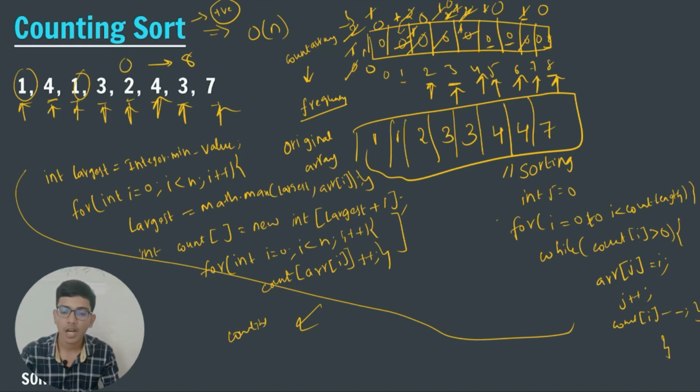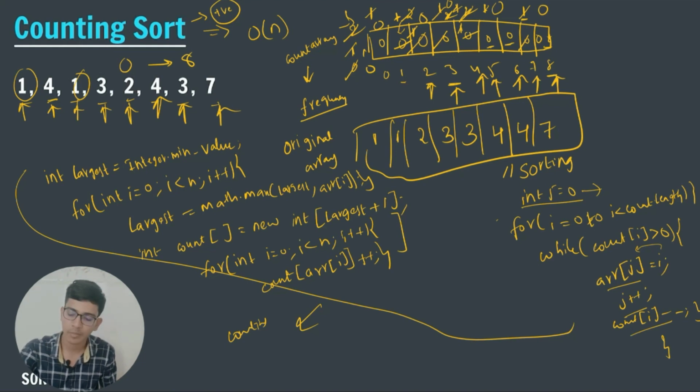After that, the third step is the sorting step. I have initialized j is equal to 0. This is my initialization step. After that, I have started my for loop from i equals 0 to count length. In the inner loop, I have written while count of i is greater than 0, in that I am assigning arr of j equals i. After that, I am incrementing the value of j and decrementing the value of count. So these are the steps that are involved.